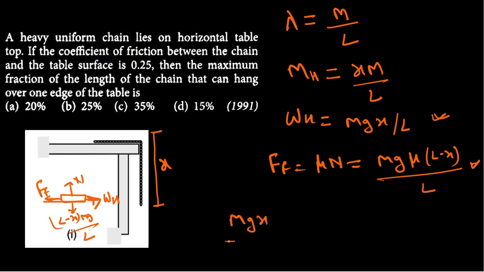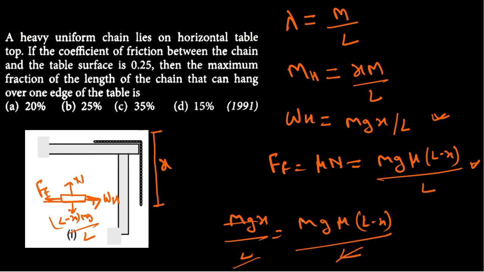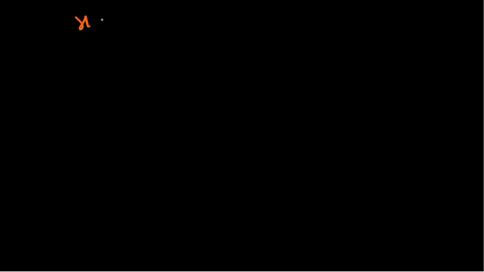mg x divided by L is equal to mg mu (L minus x) divided by L. L cancels, mg cancels. Now x is equal to mu L minus mu x. So let's go to the next slide. Now here we'll get x is equal to mu L minus mu x.